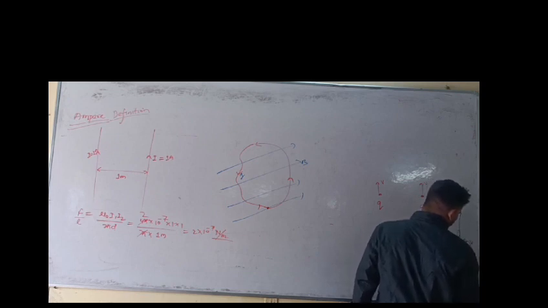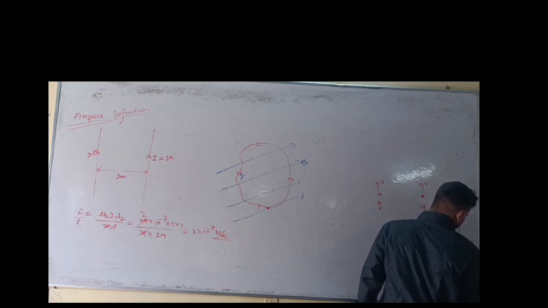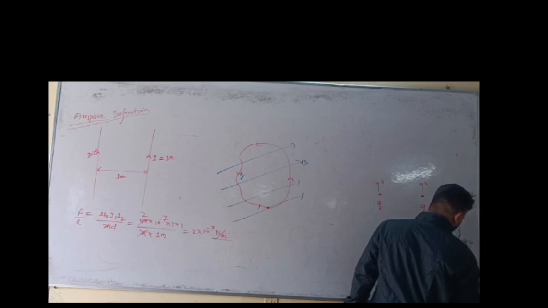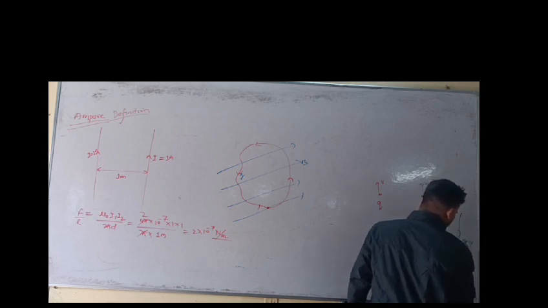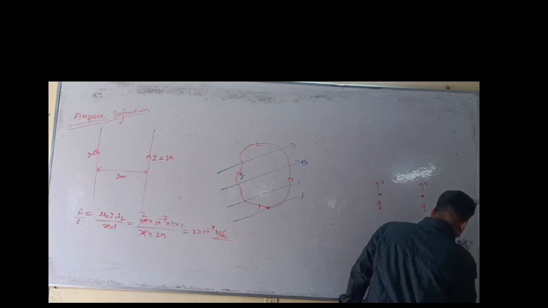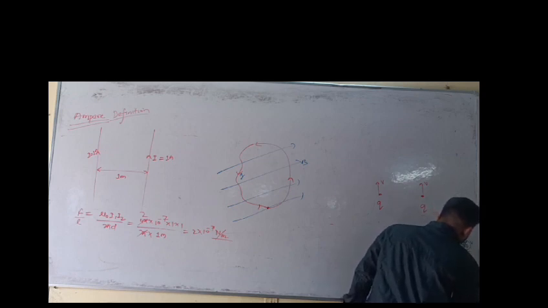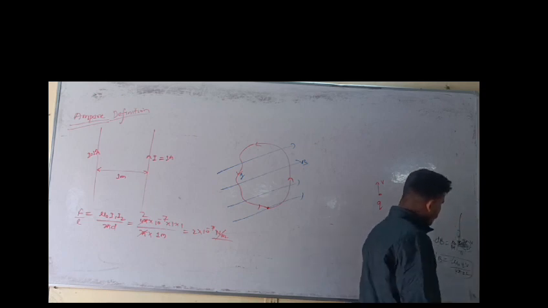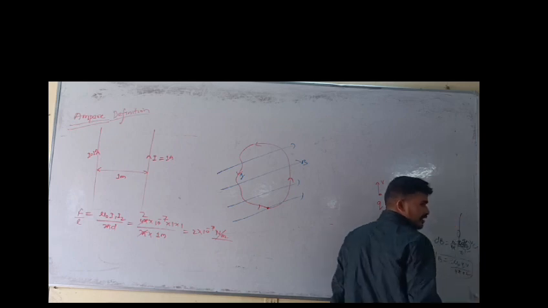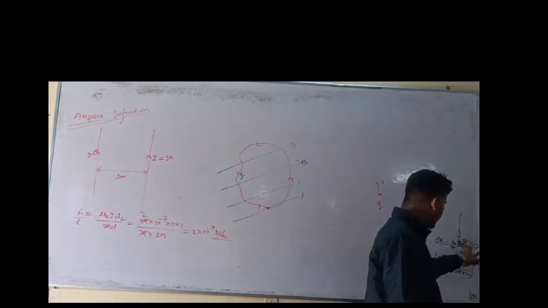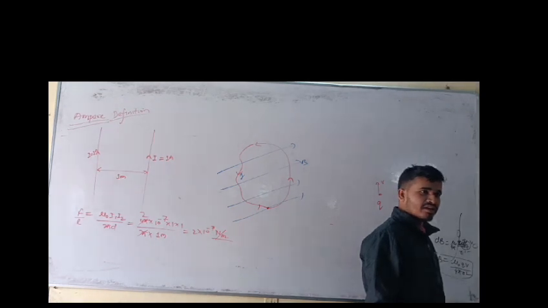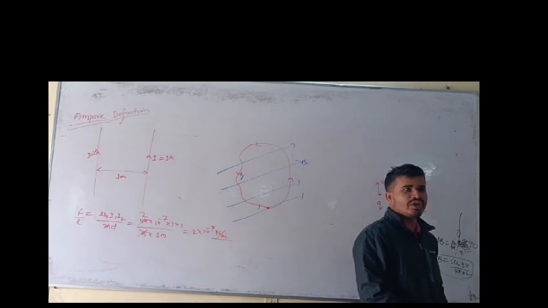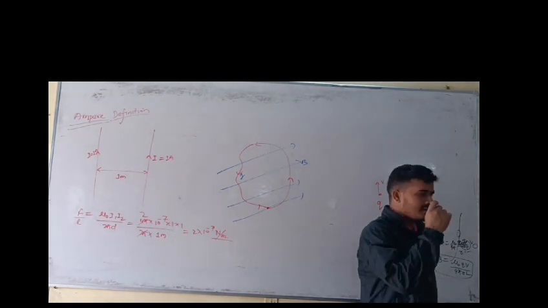What was the formula? I got mu naught q v upon r square. No, 4 pi was there also. Mu naught upon 4 pi, yes. 4 pi r square. This was v. Tell me what should be the direction? What was the direction here? Perpendicular. This was actually I dl cross r, the vector form of Biot-Savart law. Cross r means it should be perpendicular to r as well as current.